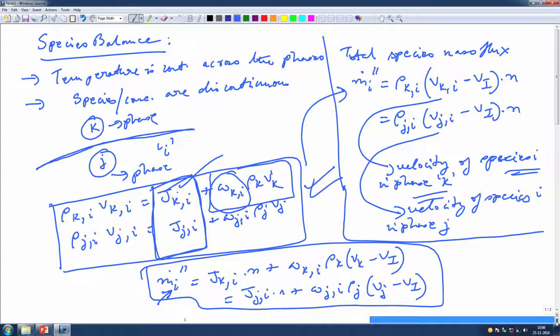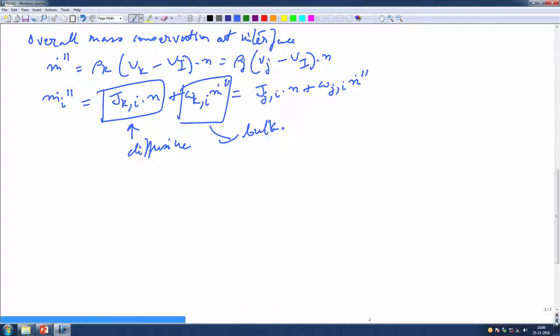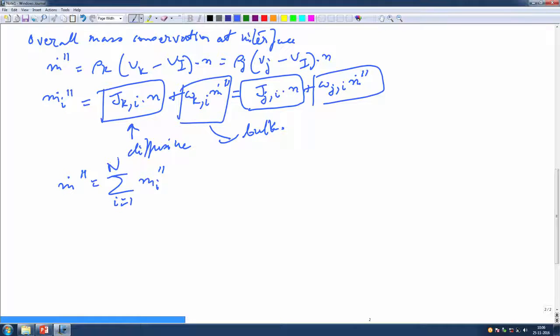That should be clear to everyone. This is always the case: you have a diffusion of species and then you have a bulk movement. Diffusion happens because of the diffusion coefficient, and bulk happens because there is a bulk migration of one fluid into another. And as you know, m dot double prime is equal to the summation of m dot I double prime, from I equal to 1 to whatever n you have.